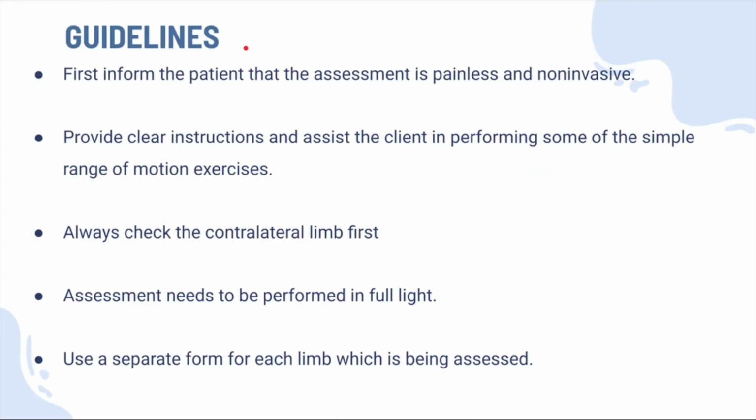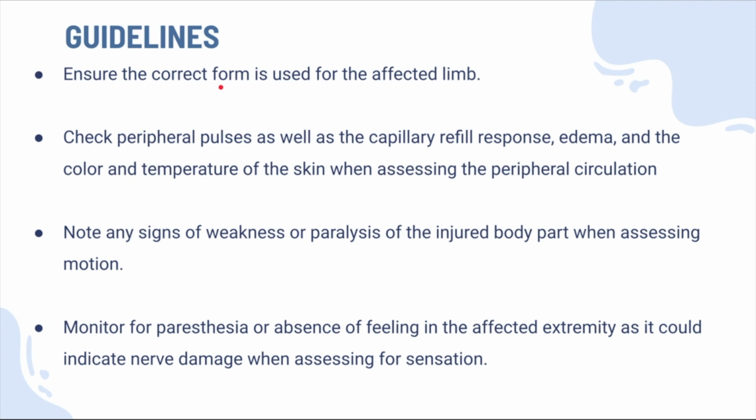Guidelines. First, inform the patient that the assessment is painless and non-invasive. Provide clear instructions and assist the client in performing some of the simple range of motion exercises. Always check the contralateral limb first. Assessment needs to be performed in full light and use a separate form for each limb which is being assessed. Ensure the correct form is used for the affected limb.